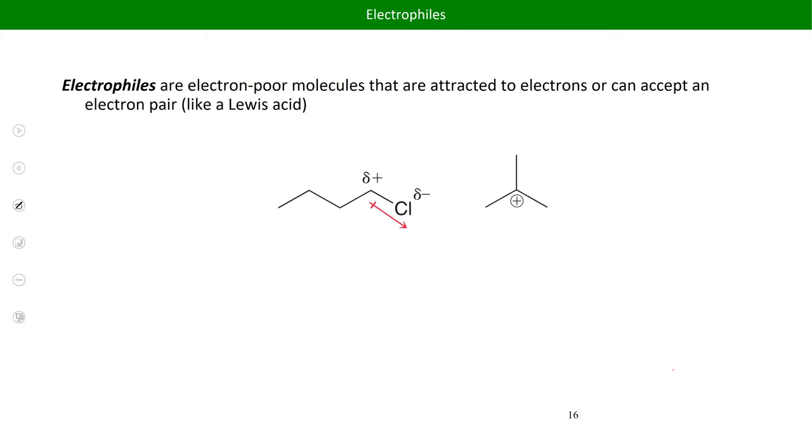The flip side of nucleophiles is electrophiles, and it's exactly what it sounds like. A nucleophile has lots of extra electrons or a negative charge, so it's attracted to a positive. An electrophile is missing electrons or has a partial positive instead of a partial negative. And so it's attracted to electrons.